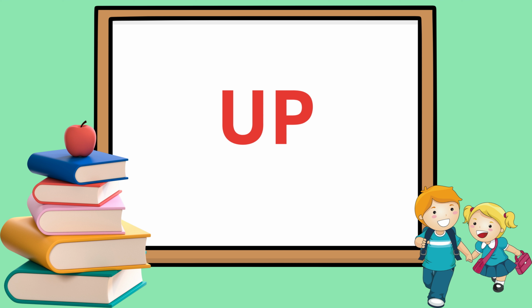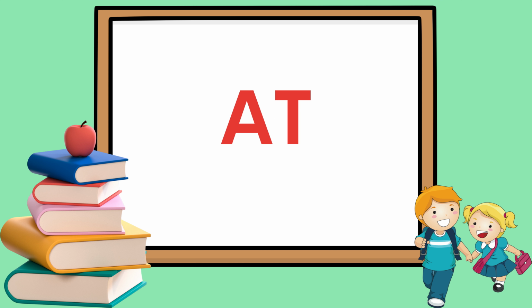Next is up. Up is a word that we use to talk about something that is high or above. For example, the bird is flying up in the sky. Let's learn another word. This one is us. Us is a word that we use to talk about a group of people, including ourselves. For example, come with us to the park. Let's learn about at. At is a word that we use to talk about a specific location. For example, we are at the beach.